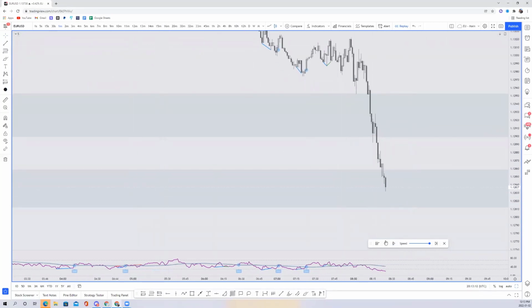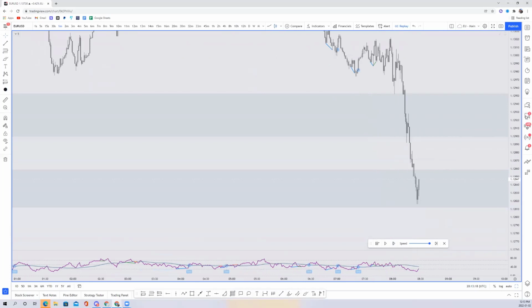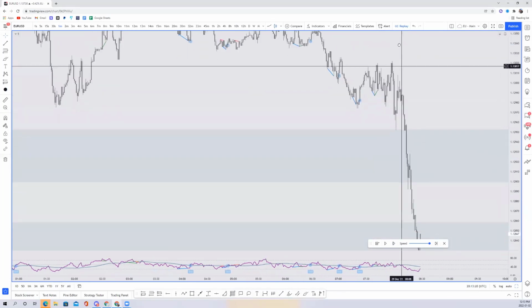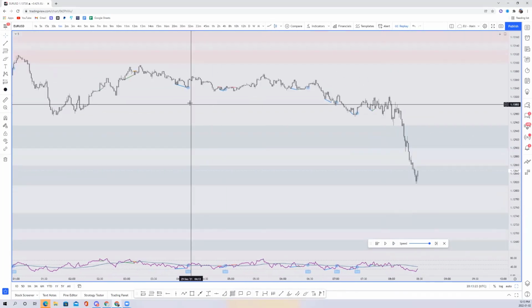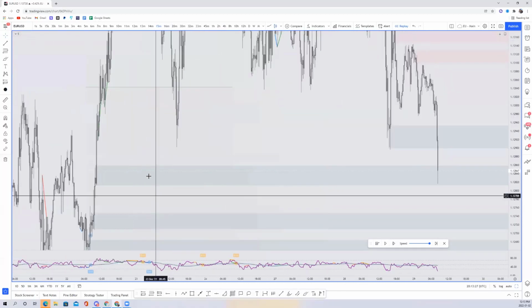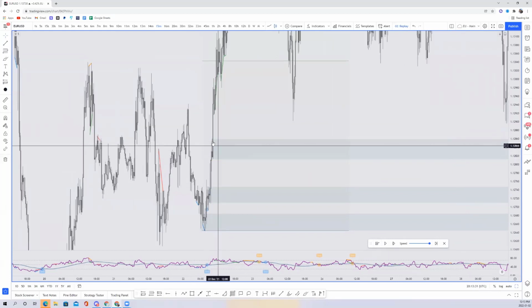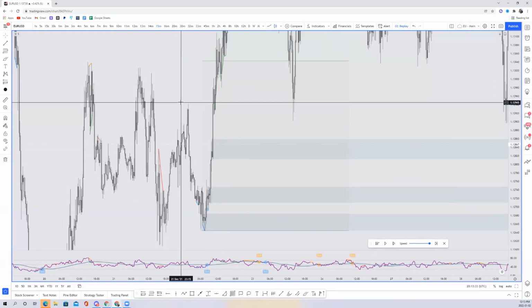So let's see. London just opened. We're still heading down. And let's see where we are actually. So this is a legit POI. This is a flip zone because this demand here flipped this supply here.